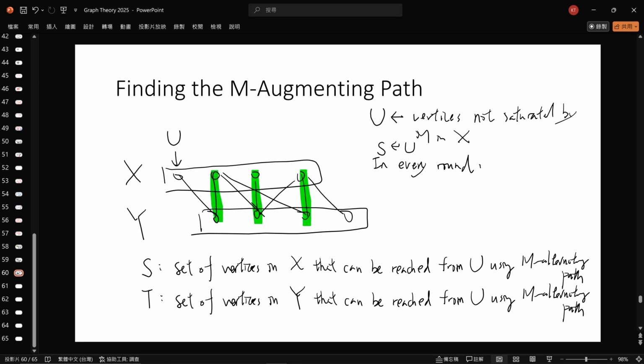So in the beginning, S contains just U. These two steps are to initialize this algorithm. So we have two sets, U and S.